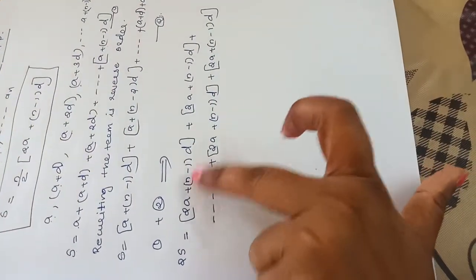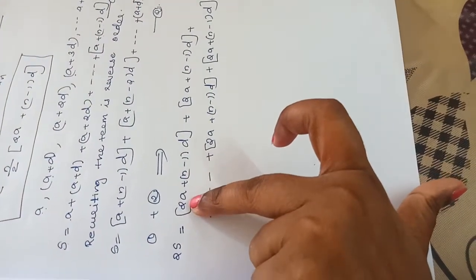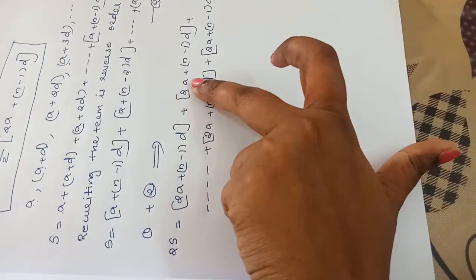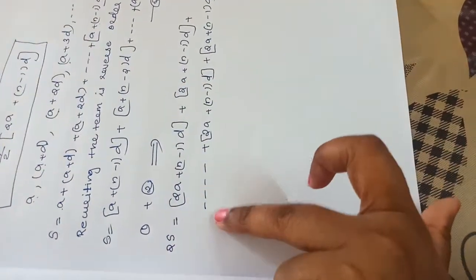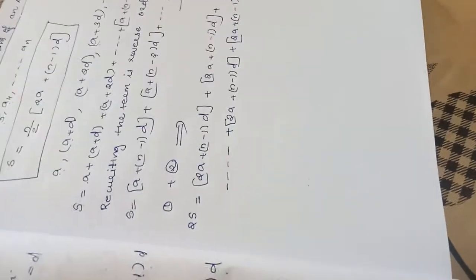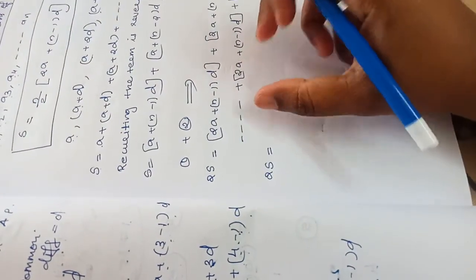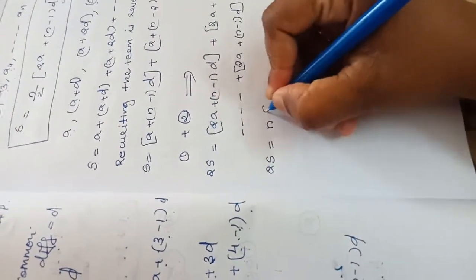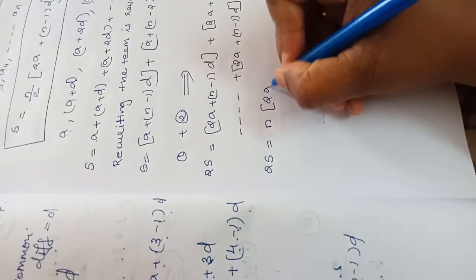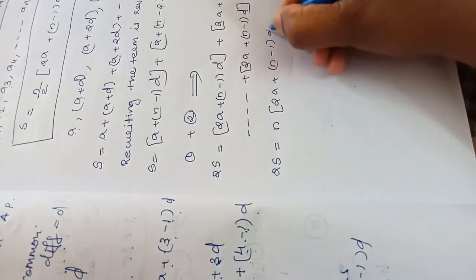So I have written all this same equation, 2a plus n minus 1 into d, again plus 2a plus n minus 1 into d, continuing like this. So we can denote it as 2s is equal to this. So 2s is equal to, totally we have how many terms, n terms. So n into this term, 2a plus n minus 1 into d.